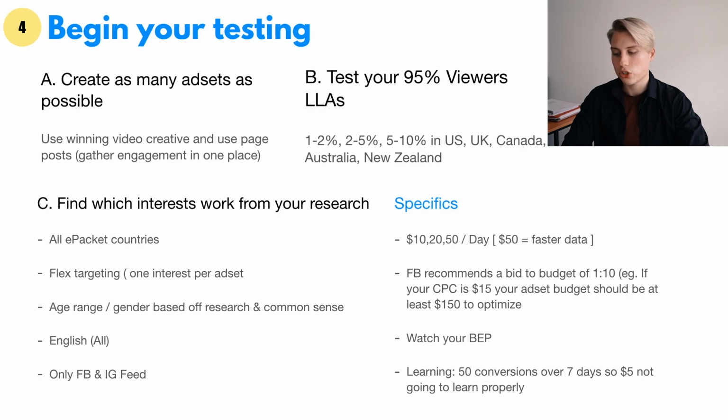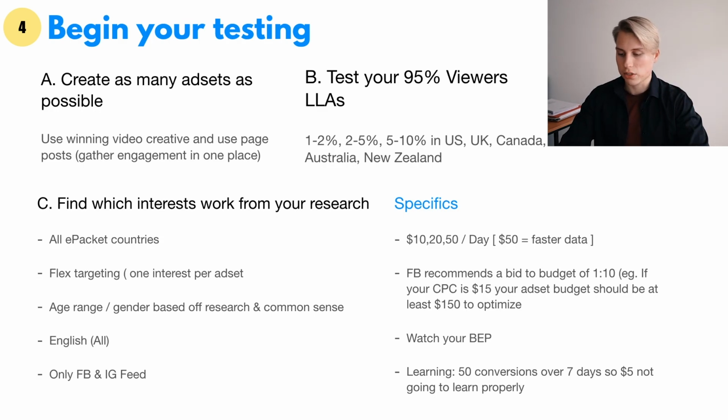You want to choose English all, just because a lot of these ePacket countries, most of them are primarily English speaking, but they do have a very strong second language, so you just want to be sure and choose English. At this stage, you only want to be running on the Facebook and Instagram feed.